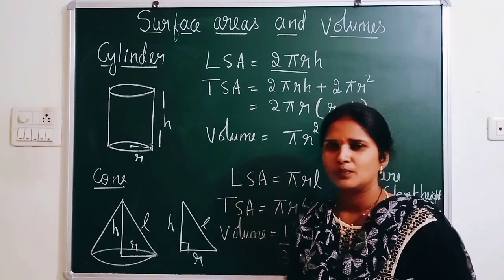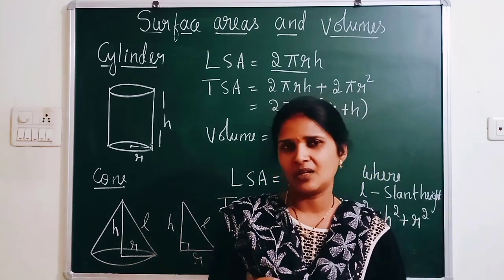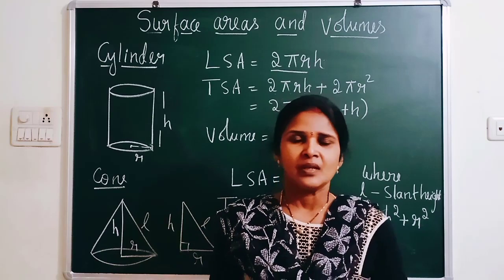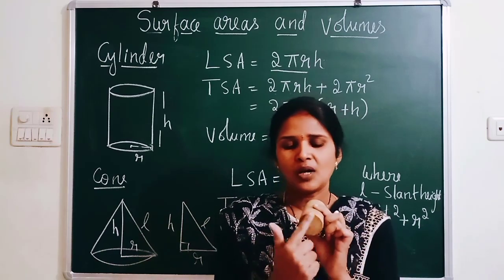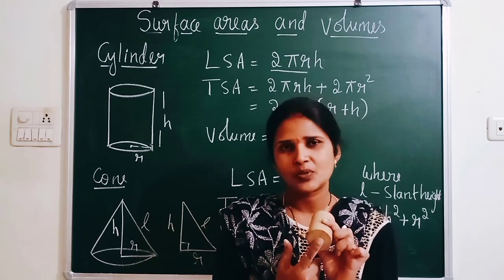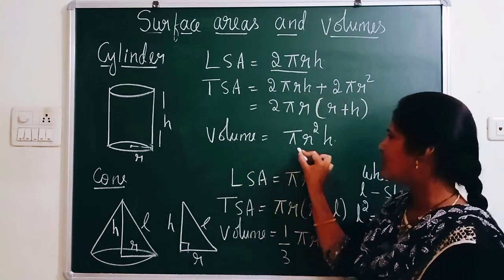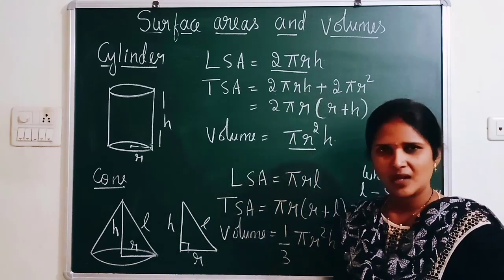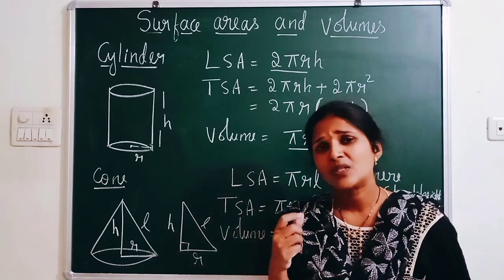Next, coming to volume. Just now I told you how to remember the volume of a 3D figure other than a cone or sphere. So that is area of base into height. Now tell me, what is the area of base? Base is a circle. So area of base is pi r square into h. So the volume of the cylinder is pi r square h.